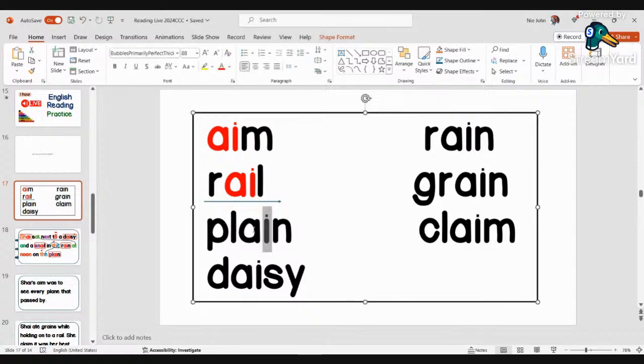Next one, we can highlight our song, A and I together, A. Here we see pl, and then n, plain. So our word here is plain. If we put P and L together, we have pl, then A and I, A. We add the N sound, n, plain.